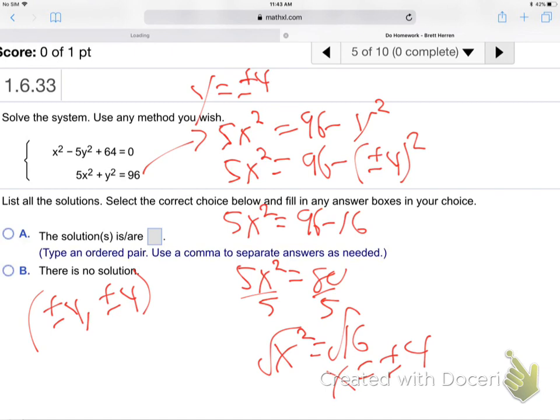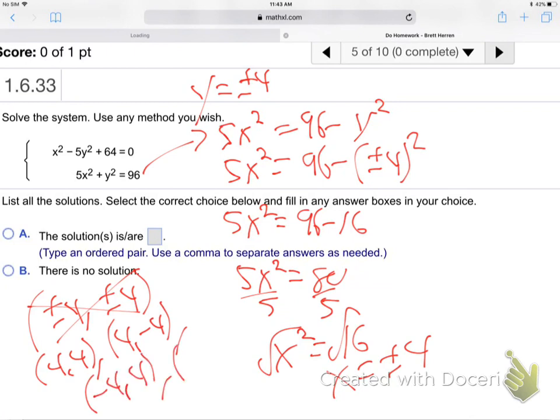So that means the answers are plus or minus 4 with plus or minus 4, meaning there's actually 4 options. Do you realize that? Now, I don't know how MyMathLab requires you to type it. Let me be clear. You have to type in 4, 4; 4, minus 4; minus 4, 4; and minus 4, minus 4. Any order. Those are all the options.